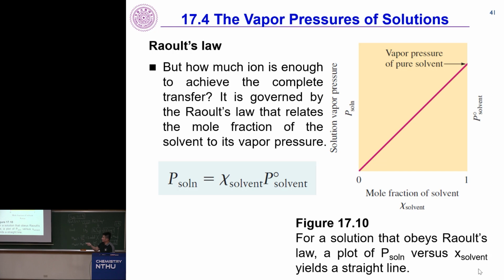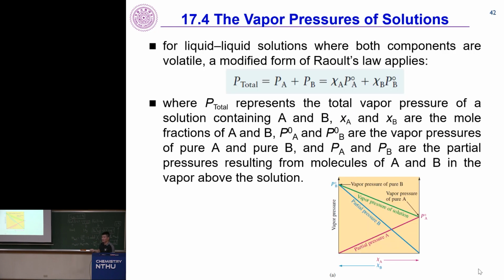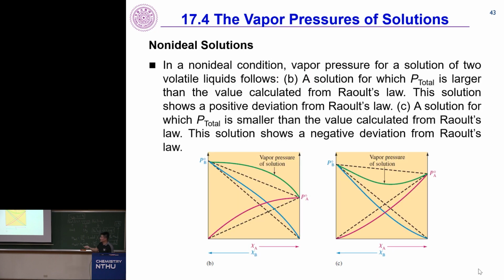Well, it's directly related to the mole fraction of that solvent, right? And to the corresponding pure solvent vapor pressure. And this is Raoult's law. All right. And of course, we can combine if we mix two liquids, then the total pressure is just the sum of the corresponding vapor pressures, which is mole fraction times pure pressure, mole fraction times pure pressure. Then we can get a curve like this. This is ideal behavior. We can also have non-ideal behavior, positive deviation and negative deviation from Raoult's law.